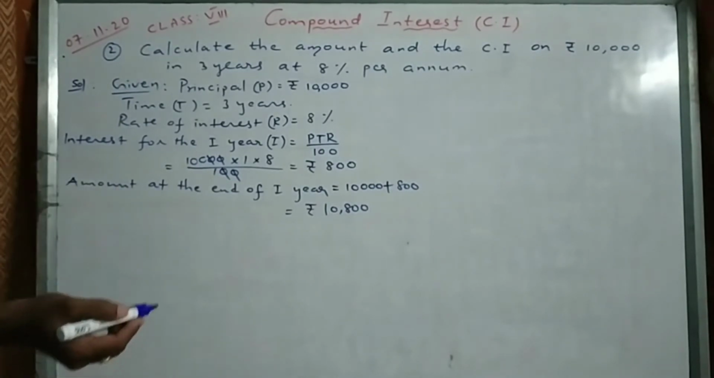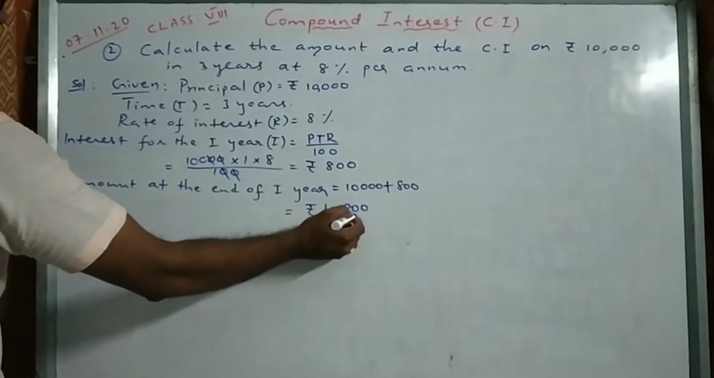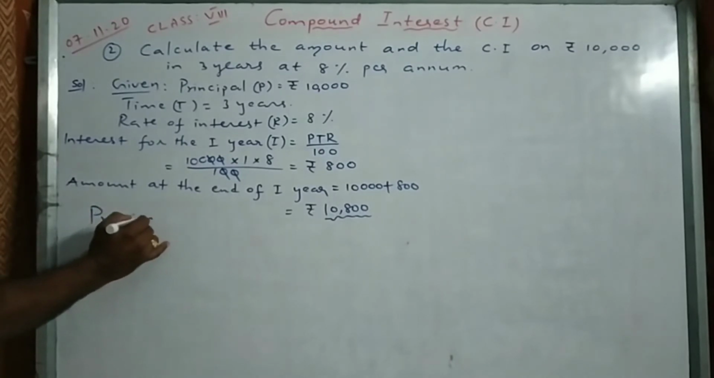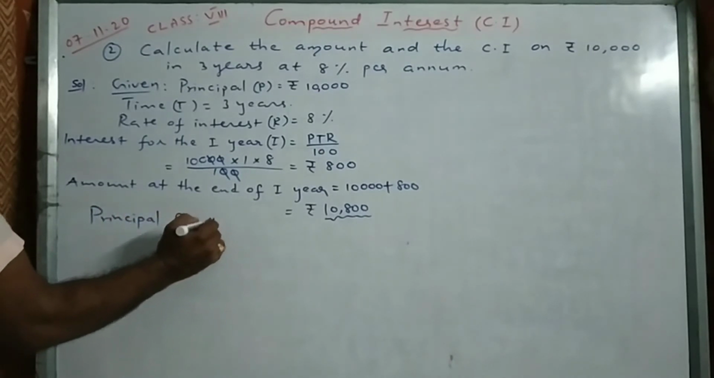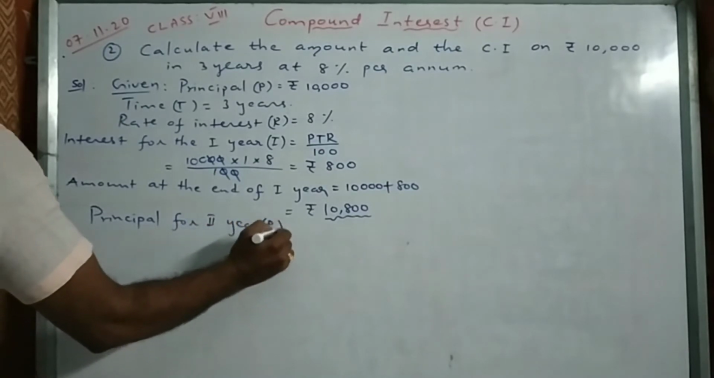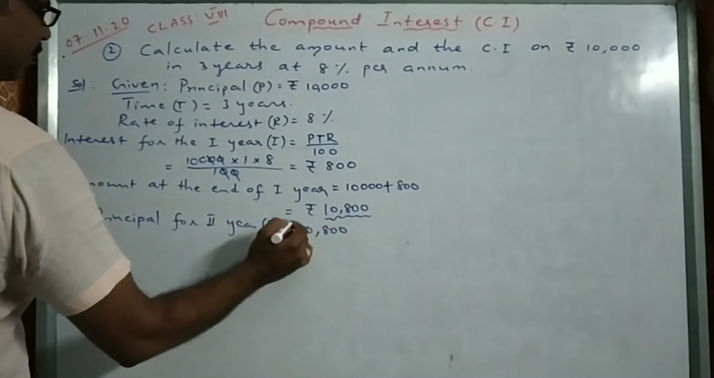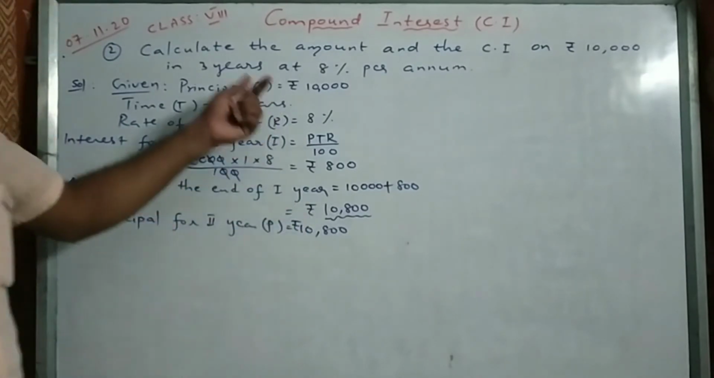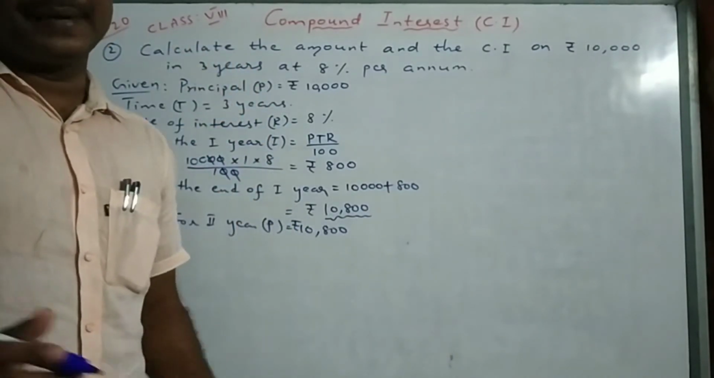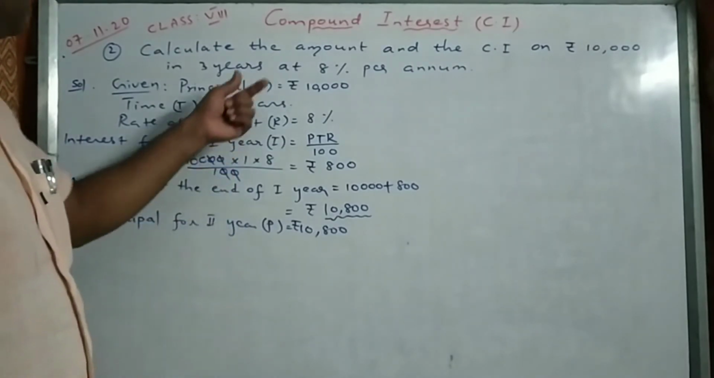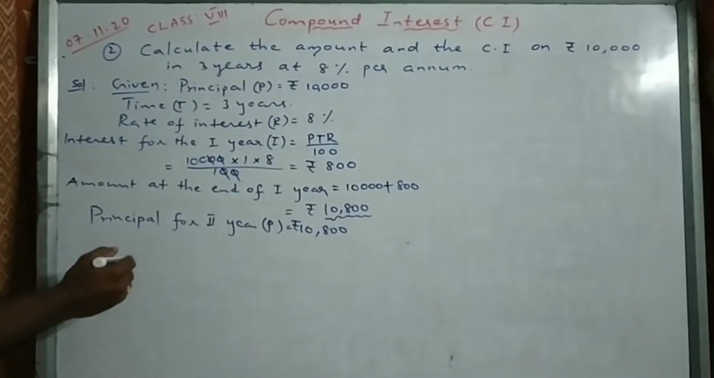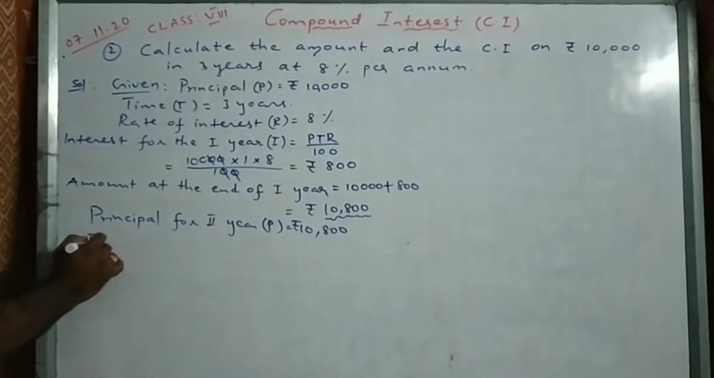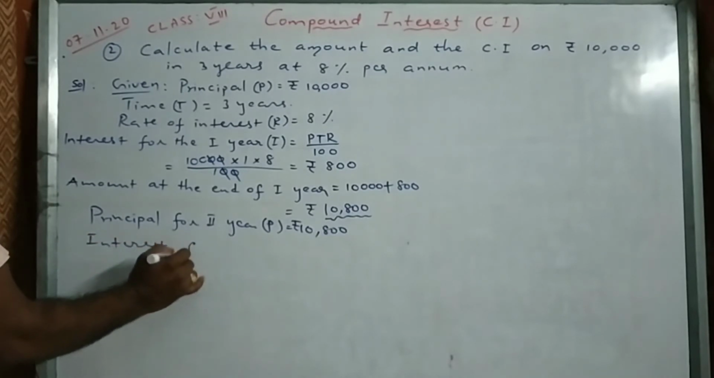Suppose if he wants to continue, then this amount will become principal for the second year. Principal for second year. Now interest will be calculated on this amount. That is the difference. In simple interest, principal amount remains same throughout the period. But in compound interest, it goes on increasing like this. Okay? Principal for second year. Now, interest for second year.